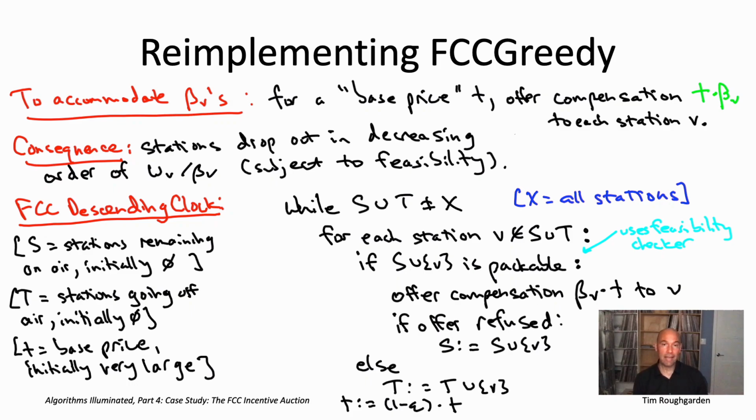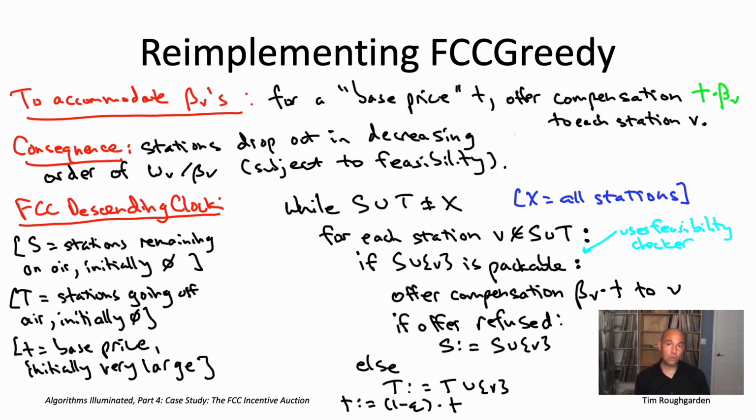How does it get added to capital S? Well, that's in the case where the repacking subroutine tells us it would be feasible if V drops out. And so we make the lower offer and then V declines it. And so then we're stuck putting V on the air. So in that case, V gets added to capital S. We commit to putting that on the air at the end of the day.